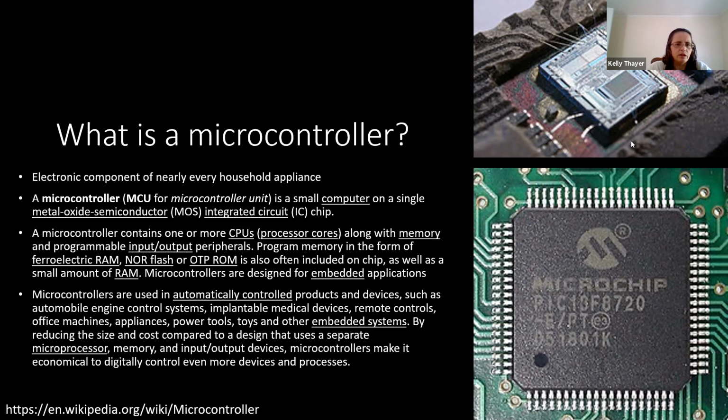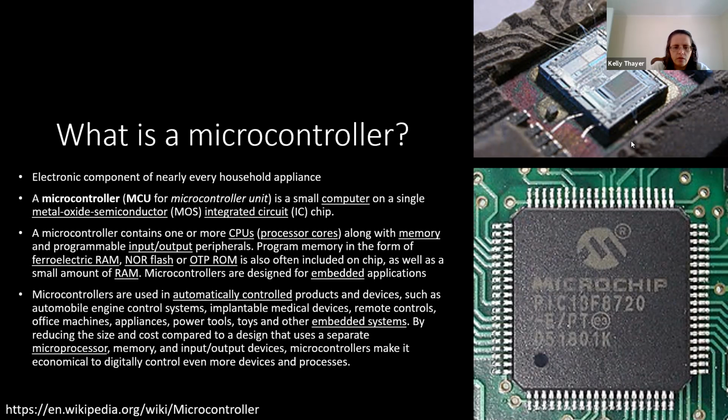A microcontroller is basically a small computer that's going to typically sit on a chip, but as I was mentioning, it may actually include a Raspberry Pi itself, or some of these other competing boards that are similar to the Raspberry Pi. It's going to include a CPU, which is the processor cores, along with memory and programmable input and output peripherals. Basically all the things that you would expect in a computer. So it really is a mini computer.